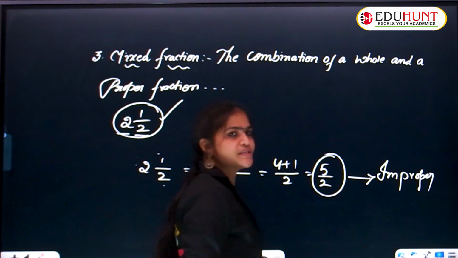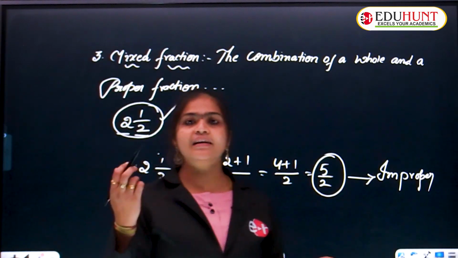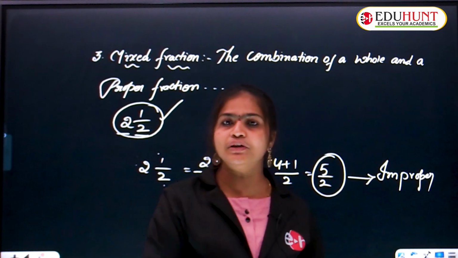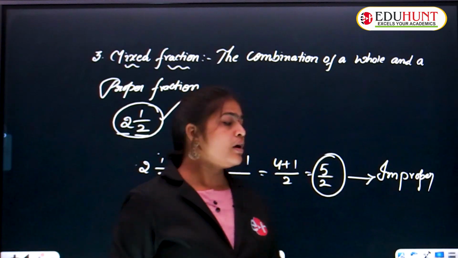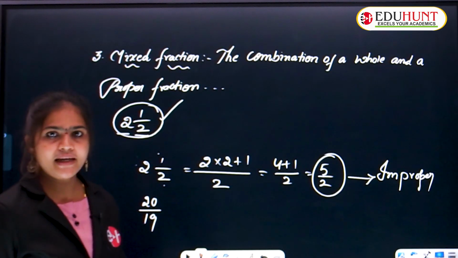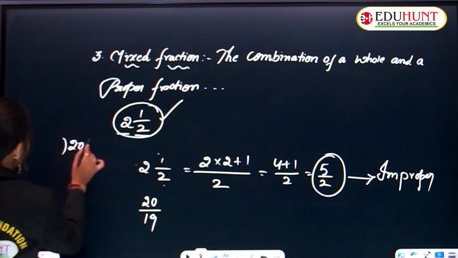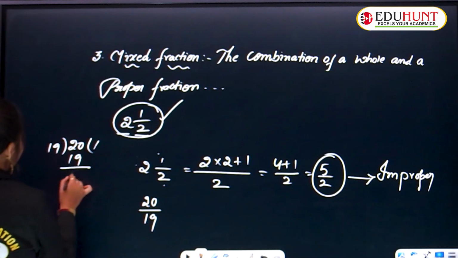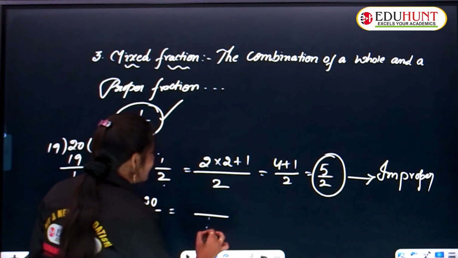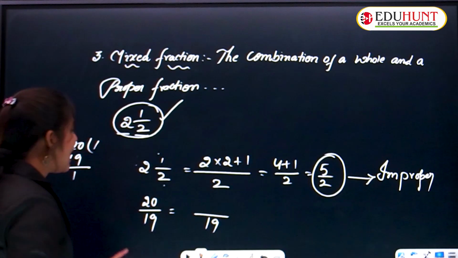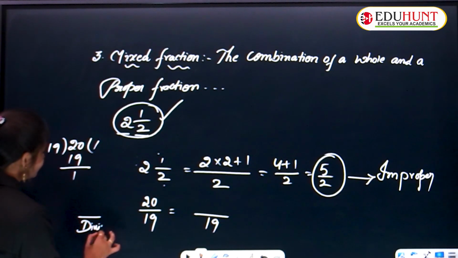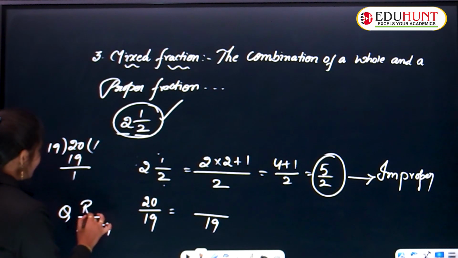Understood? So from this we can say that mixed fractions can be converted into improper fractions, and in the same way improper fractions can be converted into mixed fractions. For example, 20 by 19 is there. Just take the division only, no? 19 ones are 19 and the remainder is 1. Then how can we write this? In the denominator we have 19, so write 19 in the denominator, and here we should write the quotient. Here the divisor, here the quotient, and here the remainder.